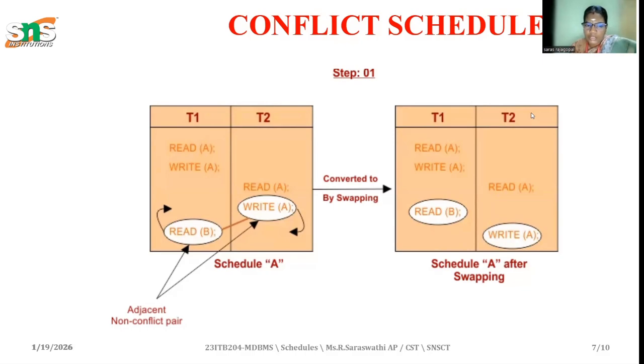So we have to form the schedule. The variable A is applied only for a particular period of time by transaction T1, with read of A and write of A. When read of A and write of A are released, then T2 applies read of A and write of A. After that, read of B is applicable for T1. These steps can be converted by swapping. Then read of A is executed, then read of B is executed, and after that, write of A is executed.